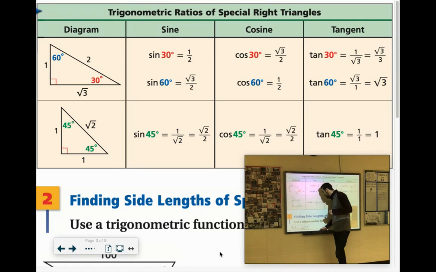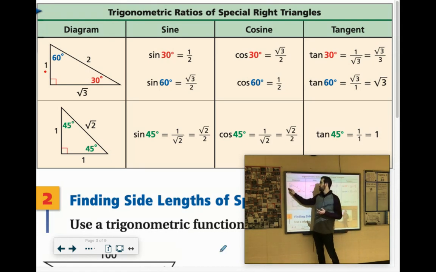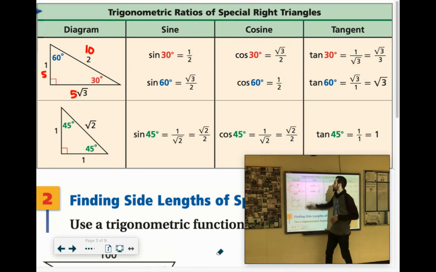So let's say you only knew the short side was 5. Well, you know the hypotenuse is twice as long as that, so it'd be 10. And then the other side would just be 5 times the square root of 3, so it'd be 5 root 3. Great. Pretty easy to work with. And we'll come back to that.